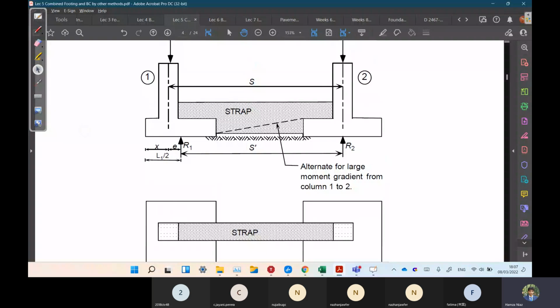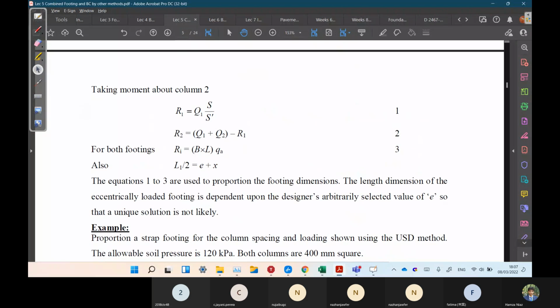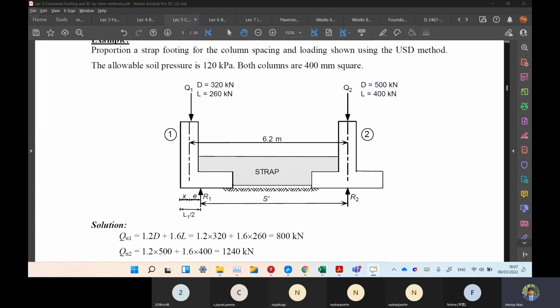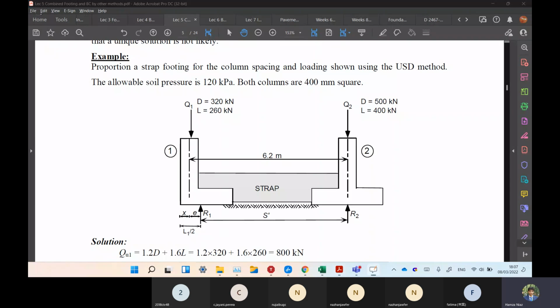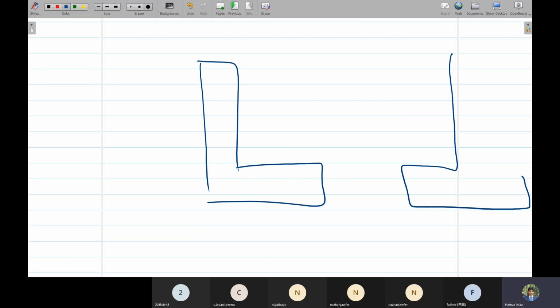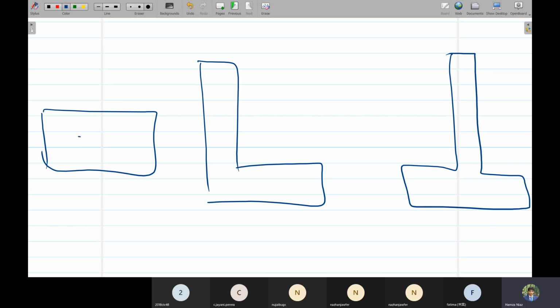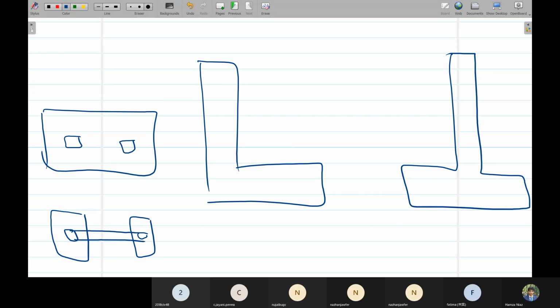Now we have another type of footing, strap footing. For example, this is a footing. Strap footing is like this, that we have two columns, like this one, like this one. Instead of providing a whole pad between them, like we were doing before, we simply make these two isolated footings connected by a strap beam.